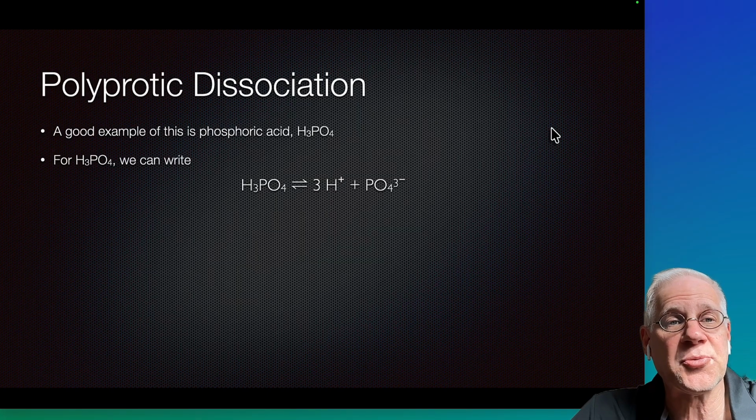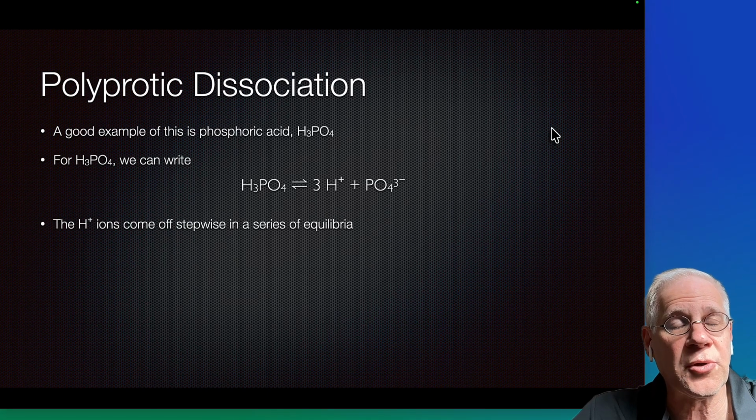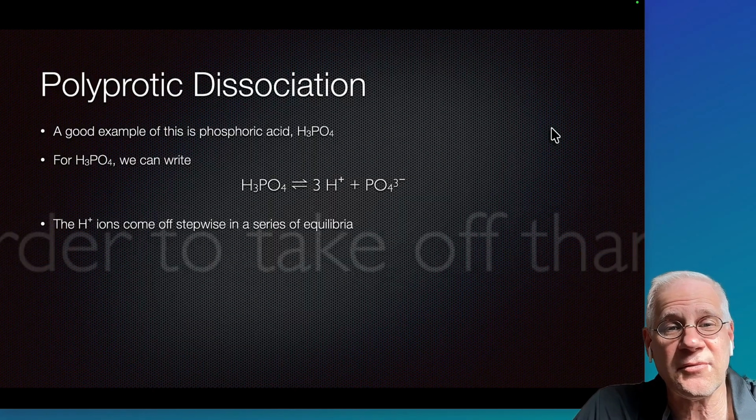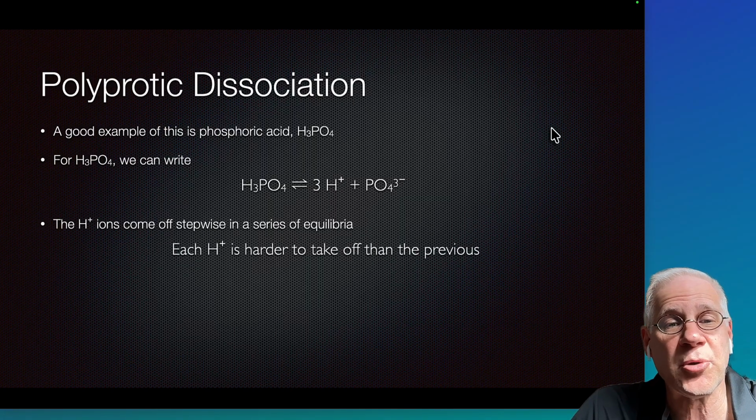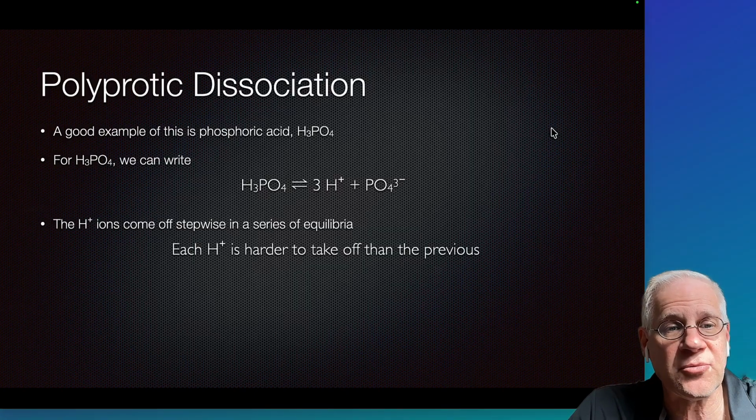You'll notice that H3PO4 is not one of our 7 strong acids that we have listed, and so it's going to reach an equilibrium. And even more so, as those H+ ions come off stepwise, each of those steps has its own equilibria, and so it's going to have a series of equilibria as we go through. What we'll see with our Ka1, Ka2, and Ka3 is that each hydrogen is harder to take off than the previous one.